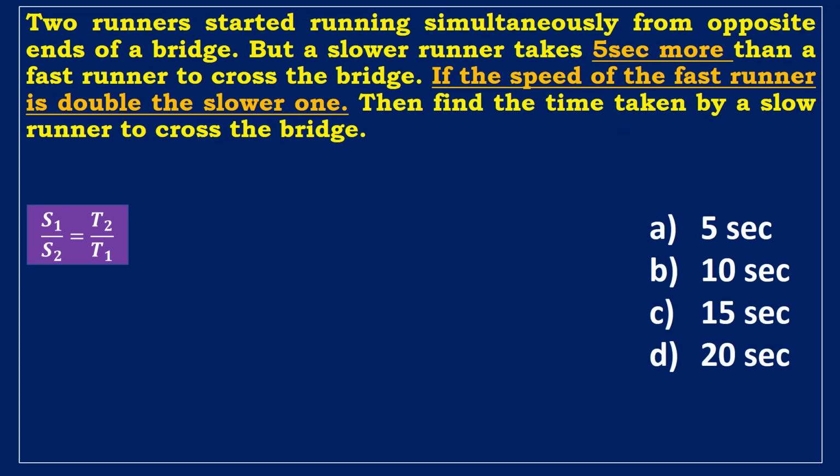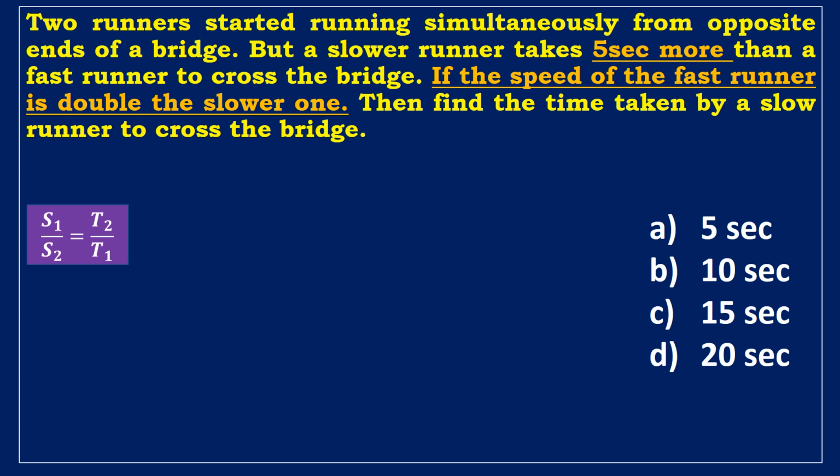Example 2. Two runners started running simultaneously from opposite ends of a bridge. But a slower runner takes 5 seconds more than a fast runner to cross the bridge. If the speed of the fast runner is double the slower one, then find the time taken by a slow runner to cross the bridge.